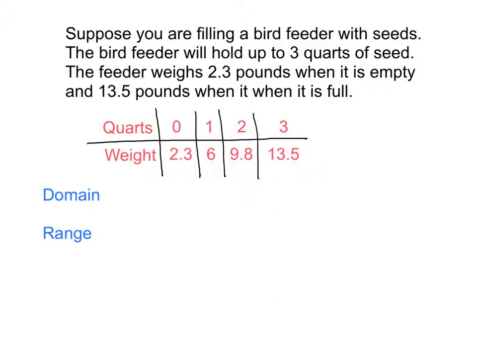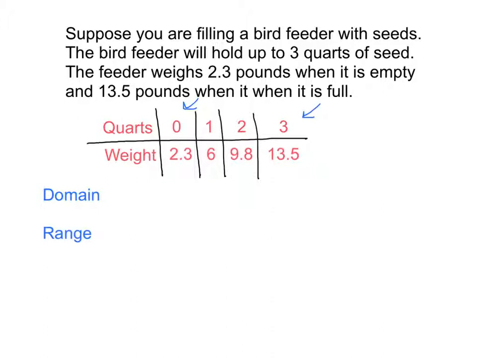Let's take a look at this example. Suppose you are filling a bird feeder with seeds. The bird feeder will hold up to 3 quarts of seed. The feeder weighs 2.3 pounds when it is empty and 13.5 pounds when it is full. So below I've made a table. In quarts I did 0, 1, 2, and 3. And so when it is empty, you know that it is 2.3 pounds, and when it is full with 3 quarts, it is 13.5 pounds, and then the two numbers in between.